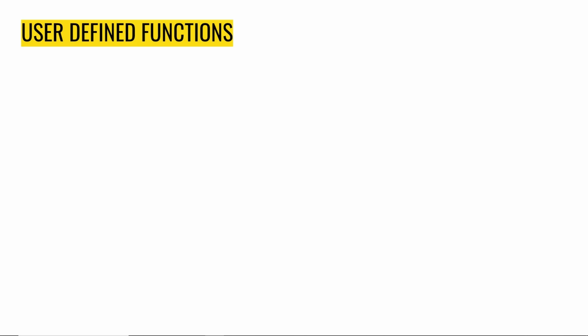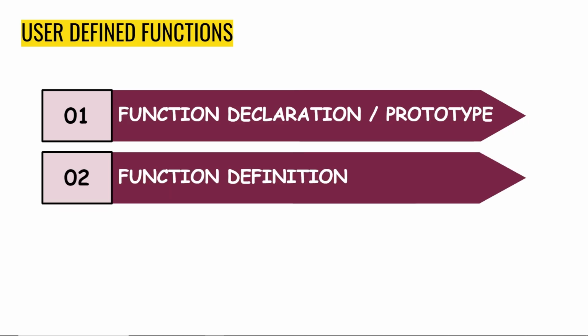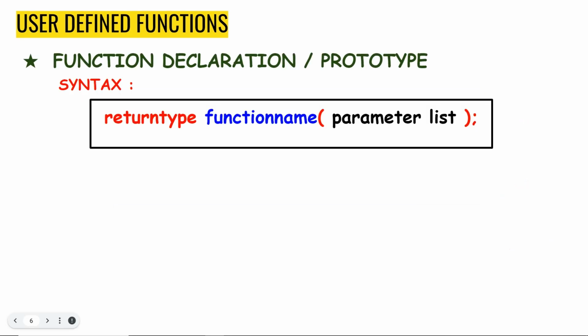The three elements related to user-defined functions are a very important aspect of defining a function. They are function declaration or function prototype, function definition, and function call or function invocation. Let's discuss these three elements in detail. When you write a function other than the main function, the three elements, function declaration, function definition and function call, are mandatory for the proper working of the function.